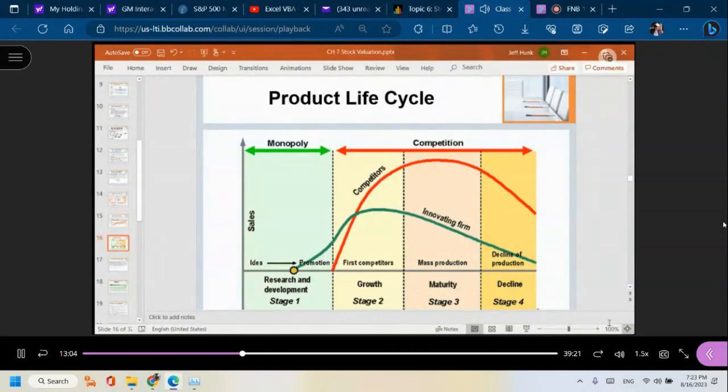So this green curve represents the innovating firm. Innovating firm means the innovator. It simply means the company that came up with an innovative product. Innovating firm sounds like this firm is going through innovation every day, like it is going through a metamorphosis every day. No, it simply means a company that just puts out an innovative product.